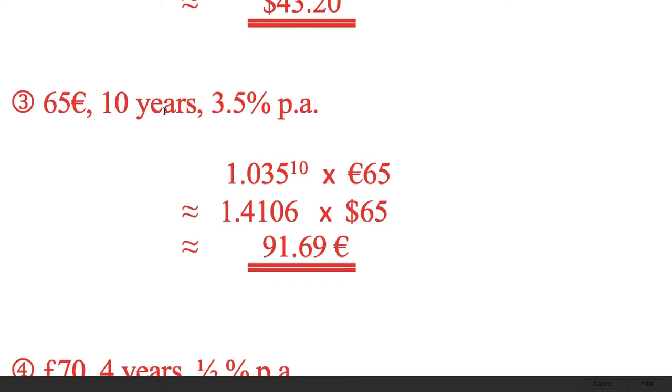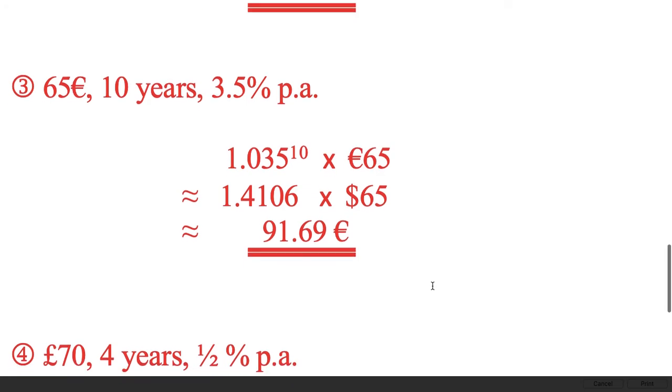Next one. 65 euros, 10 years, 3.5% per annum. So for the extra 3.5% you're multiplying by 1.035. Just 1.03 would be an extra 3%, but it's an extra 3.5%, so there's a 5 in the next decimal place. To the power of 10 for 10 years, and then times 65 for the original amount, and that all comes to $91.69.